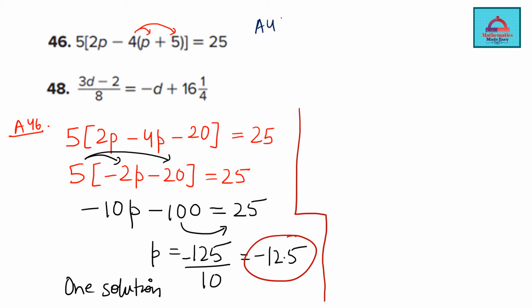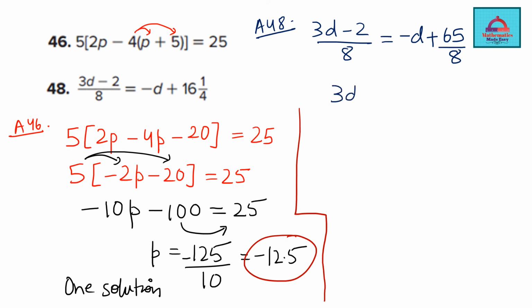Let's do answer 48 here. If you see division on the left side, we'll keep it like that. On the right side, we are going to simplify the mixed fraction. So 16 multiplied with 4 is 64, and added to 1 is 65 over 8. So let's simplify this left side also. 3d divided by 8 minus 2 by 8 is equal to minus d plus 65 over 8.